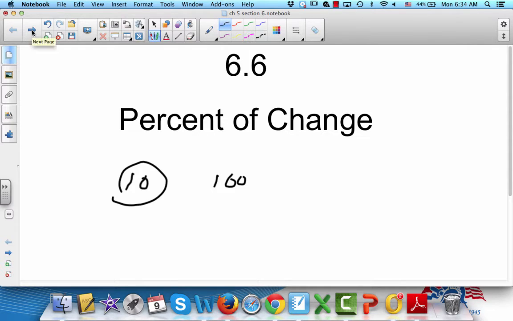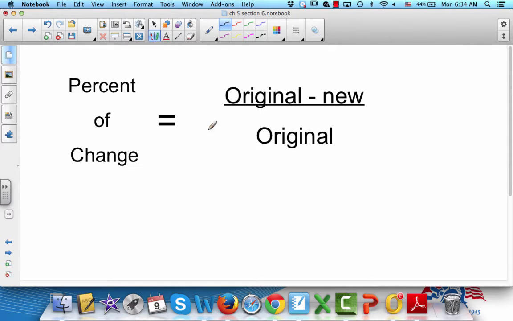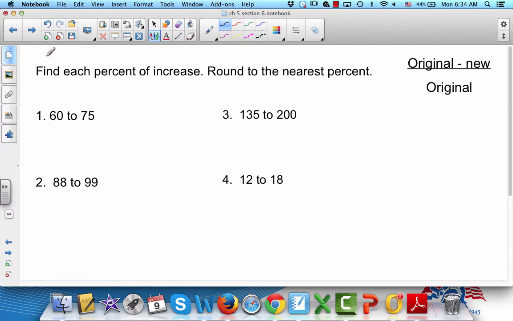So how do we find a percent of change? A percent of change is equal to the original amount minus the new amount divided by the original amount. Okay? So let's do an example here. Find the percent of increase and round it to the nearest percent. And here's our formula. The original amount minus the new amount divided by the original amount.